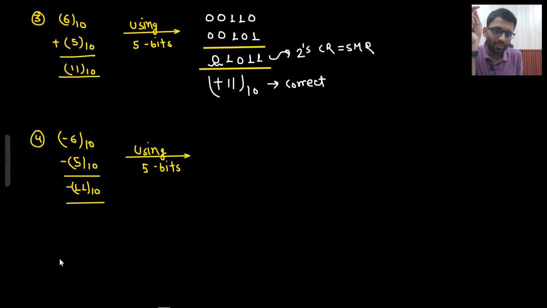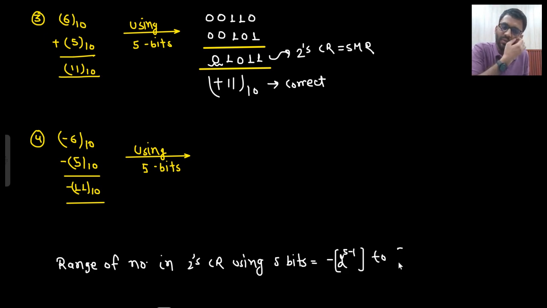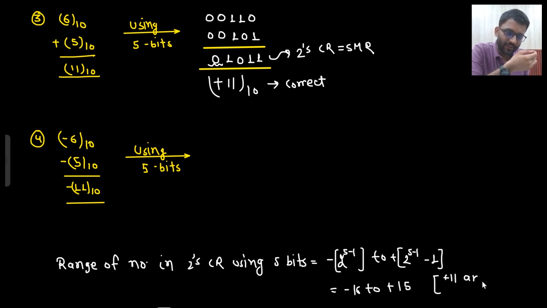And why is that so? Because range of numbers in 2's complement representation using 5 bits is minus 2 to the power 5 minus 1 to plus 2 to the power 5 minus 1 minus 1. That would be minus 16 to plus 15, and plus 11 and minus 11 lies in this range. Okay, so that's why answer is correct.